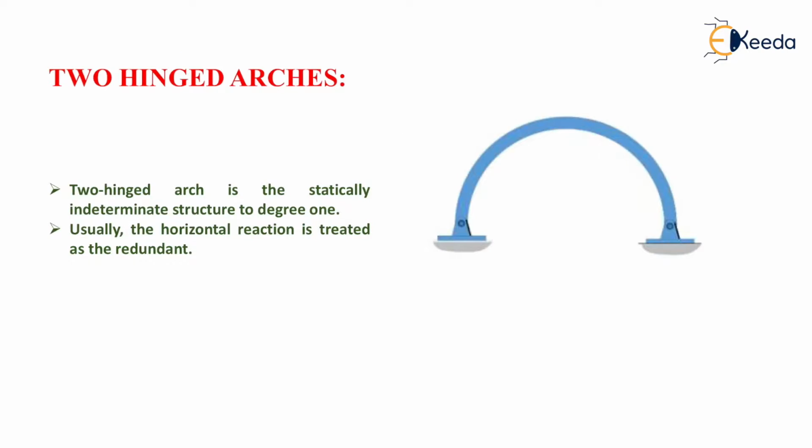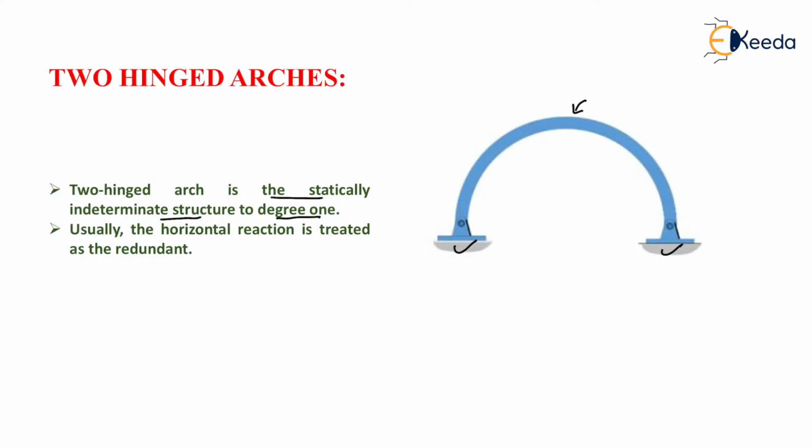Now what do you mean by two hinged arch? The arch which is having hinge support at the ends is known as two hinged arch. It does not have any hinge at its crown. So this two hinged arch is statically indeterminate structure to 1 degree.